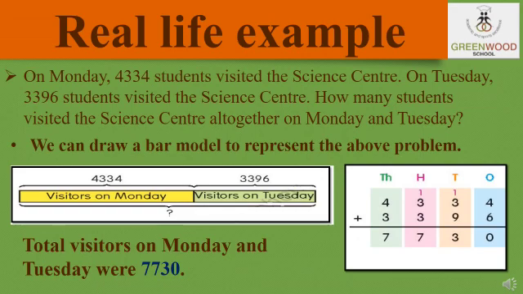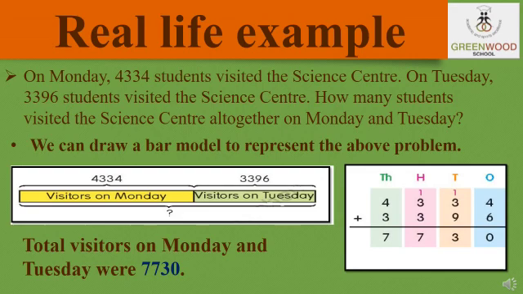On Monday, 4,334 students visited the Science Center. On Tuesday, 3,396 students visited the Science Center. How many students visited the Science Center altogether on Monday and Tuesday? We can draw a bar model to represent the above problem.